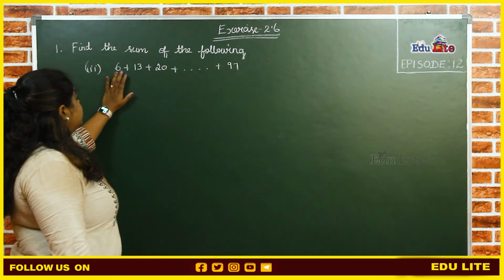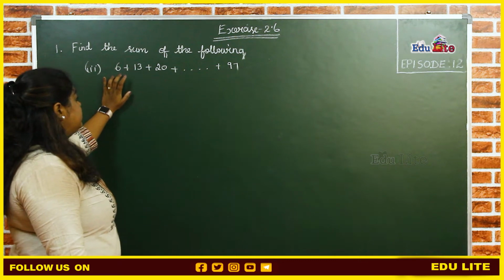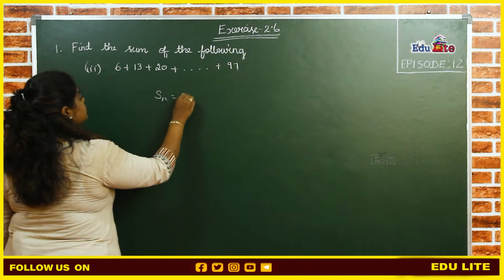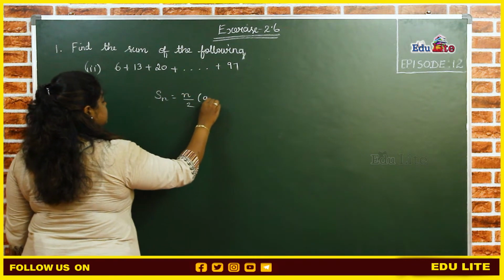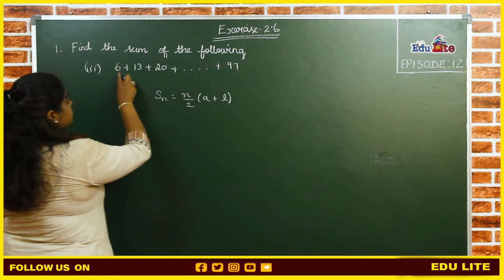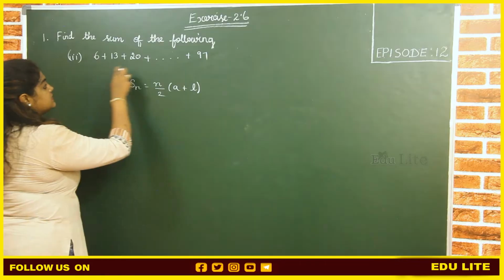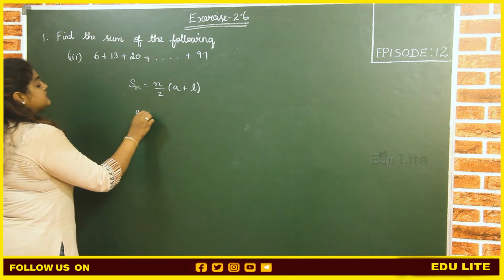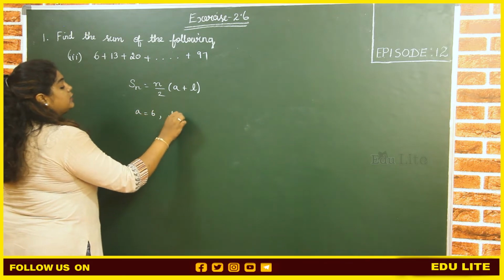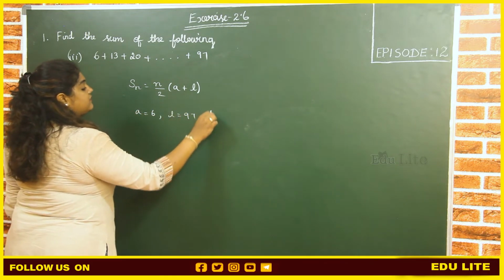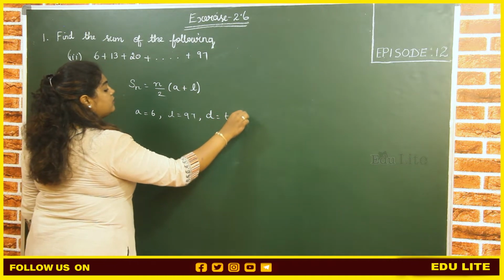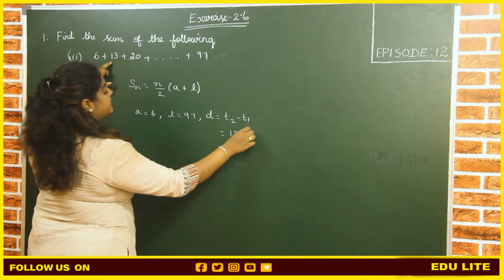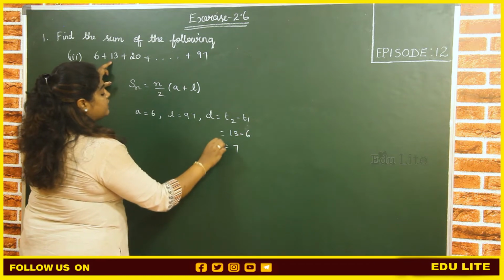So we have to find the sum of the given series. Let us find it using the formula Sn is equal to n by 2 into a plus l, because we are given the first term and the last term for this series. So we can use this formula, where the a value is 6 and the L value is 97. We can find the value of D by using T2 minus T1. T2 value is 13 minus T1 value, 6. Therefore D equals 7.